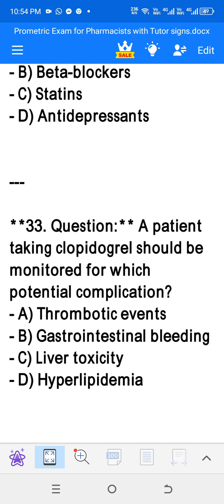Next, a patient taking clopidogrel should be monitored for which potential complication? A. Thrombotic events. B. Gastrointestinal bleeding. C. Liver toxicity. D. Hyperlipidemia. The right answer will be B. Gastrointestinal bleeding. Clopidogrel, an antiplatelet agent, can increase the risk of gastrointestinal bleeding, so the patient should be counseled about signs of bleeding.